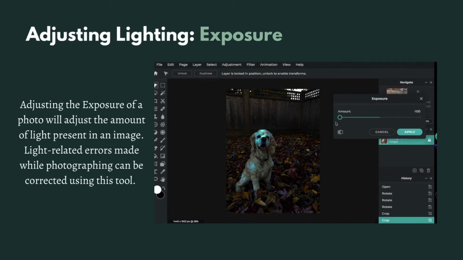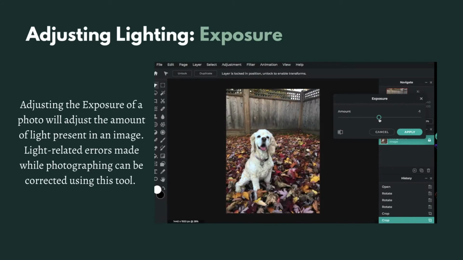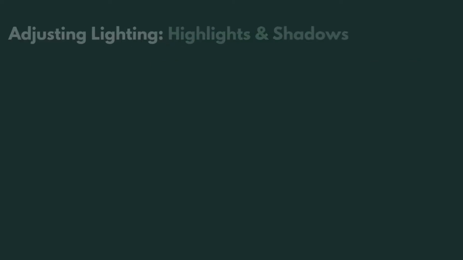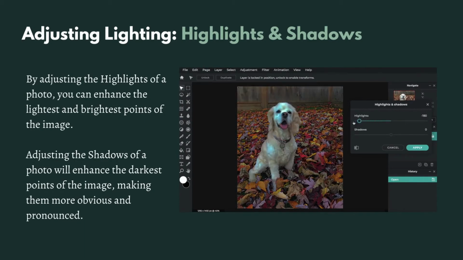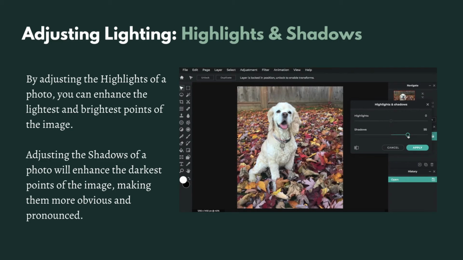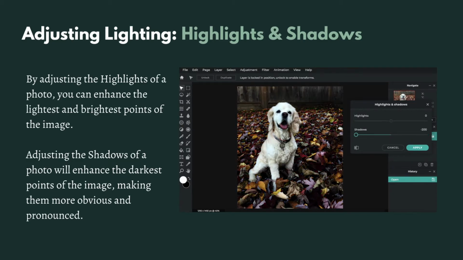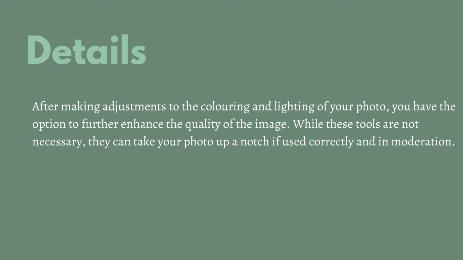Next, we'll look at exposure. Adjusting the exposure of a photo will adjust the amount of light present in an image. Light-related errors made while photographing can be corrected using this tool. The final element of lighting we'll look at are highlights and shadows. By adjusting the highlights of a photo, you can enhance the lightest and brightest points of the image. Adjusting the shadows of a photo will enhance the darkest points of the image, making them more obvious and pronounced.